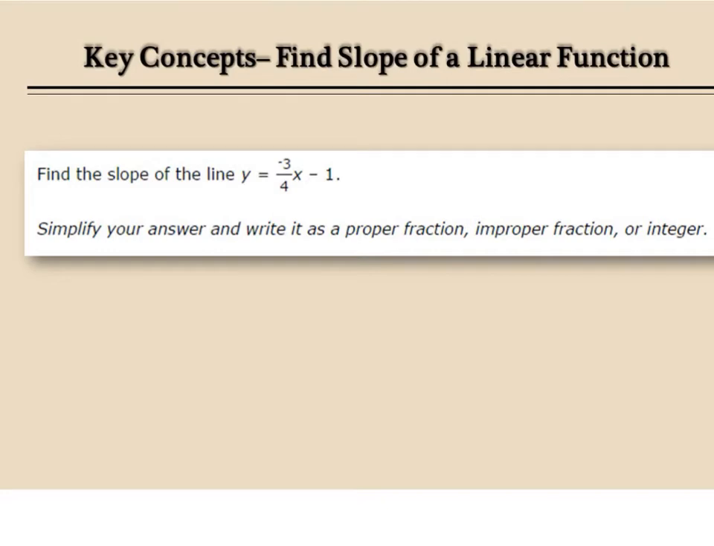Here's another kind of problem that you'll see. It says find the slope of the line y equals negative 3/4 x minus 1. Again, I said if you had it in slope-intercept form, the number sitting directly in front of the x, or m, was your slope. Well, the number sitting directly in front of the x is negative 3/4. So that's your slope. The slope of this line is negative 3/4.